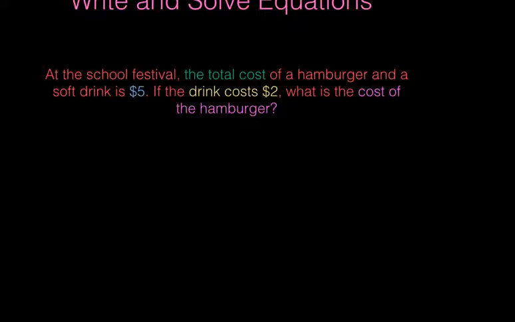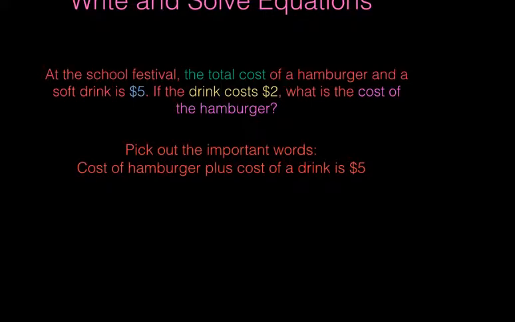At the school festival, the total cost of a hamburger and a soft drink is $5. If the drink costs $2, what is the cost of the hamburger? So we're going to pick out the important words. The cost of the hamburger plus the cost of a drink is $5. So we know the total already, right? So we're going to kind of work backwards here.